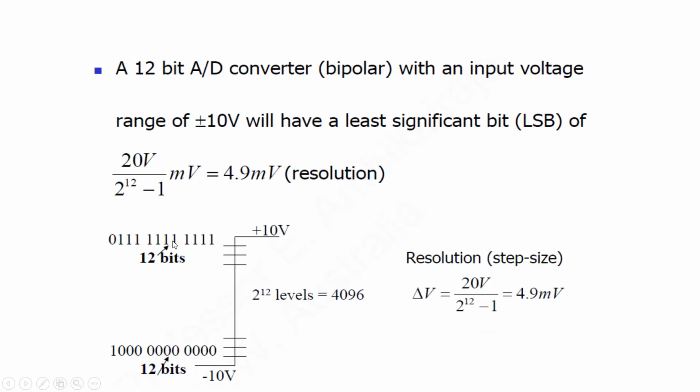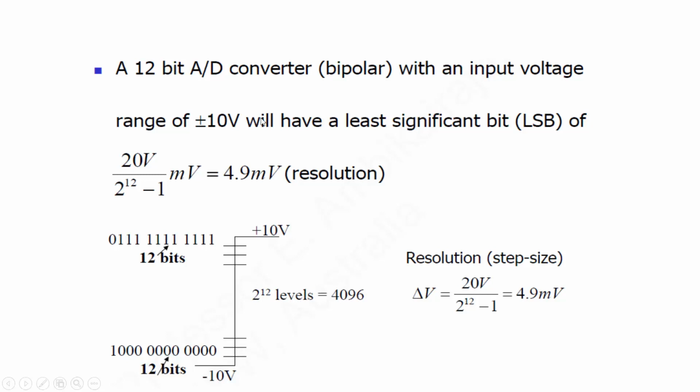Now I have taken an example here. Let's look at this example to understand the process completely. Let's say I'm considering a 12-bit A to D converter. What is 12-bit here? This is capital B basically. It's a bipolar A to D converter with an input voltage range of plus minus 10 volts. Now the range of the A to D converter is from minus 10 volt to plus 10 volt. That means the peak to peak range is 20 volts.